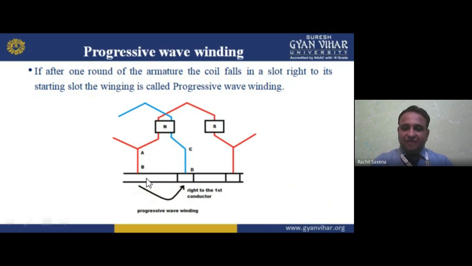See here, we are moving like this, right to the first conductor. Just look at it, right to the first conductor, the winding is called progressive winding. What do we call it, my dear student? The progressive wave winding, in which after one round of the armature the coil falls in a slot right to its starting slot. I hope you understand.